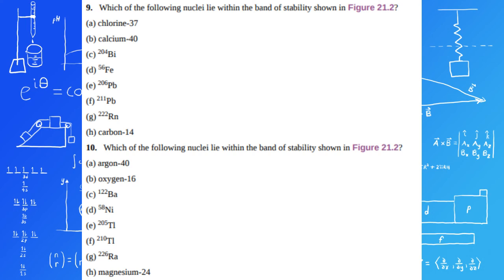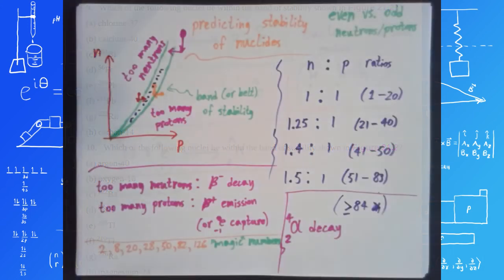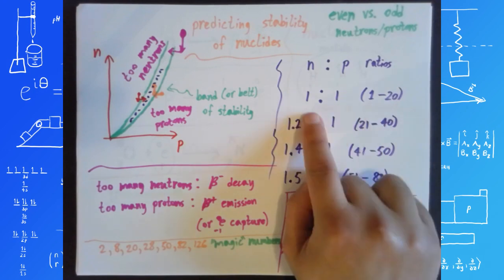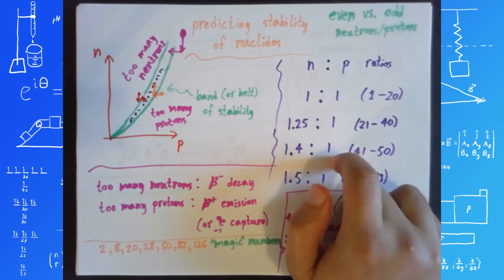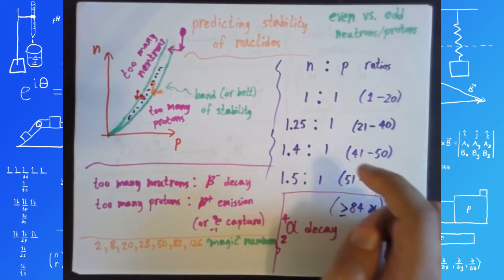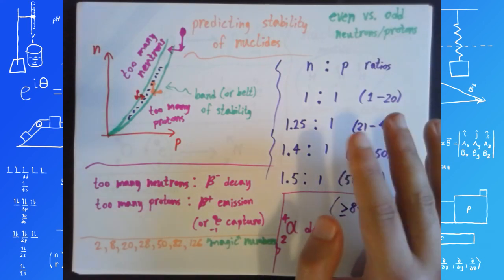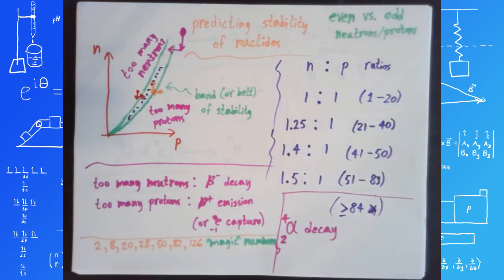So chlorine-37. Let's see. Chlorine is element number 17. So that means we've got 17 protons, and out of 37 total nucleons, that means you've got 20 neutrons. So 20 neutrons, 17 protons, that's a little above a 1-to-1 ratio. And since it's atomic number 17, we said elements 1 through 20 are going to be typically a 1-to-1 neutron to proton ratio. So yeah, that doesn't look very 1-to-1 to me. If it was like 18 neutrons to 17 protons, I'd say you would get away with it, but 20 to 17, that's kind of overkill. So I would say that that's above the band of stability.